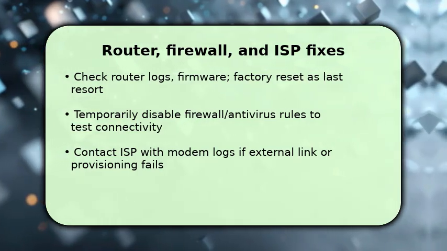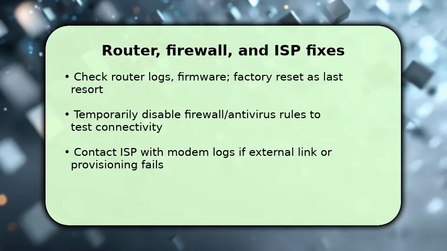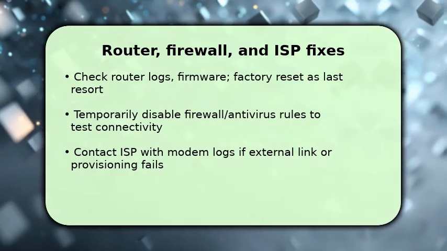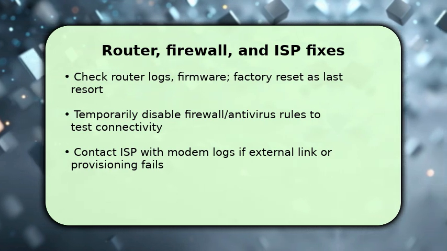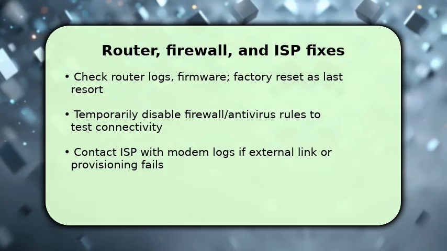Temporarily disable local firewall or antivirus network protections to rule out blocked traffic, and test with a direct modem-to-device connection to bypass the router. If you still lack internet, gather modem/router status pages and logs. Then contact your ISP for provisioning or line tests.